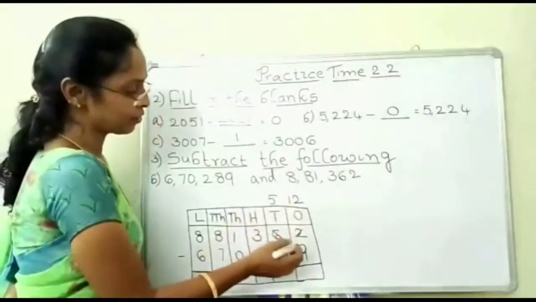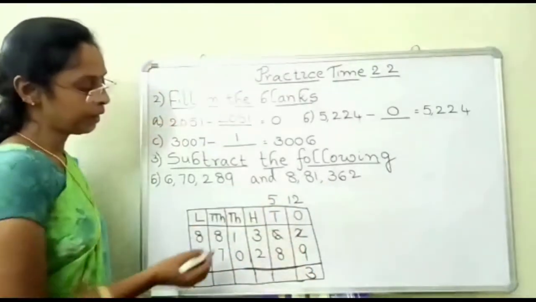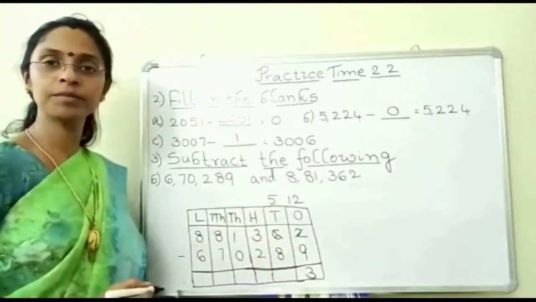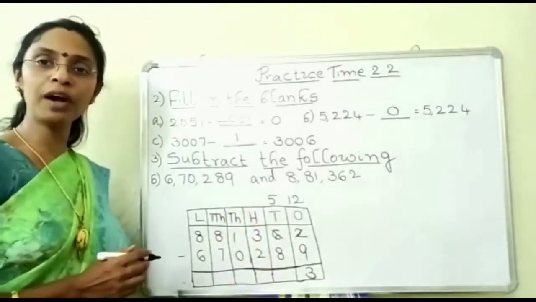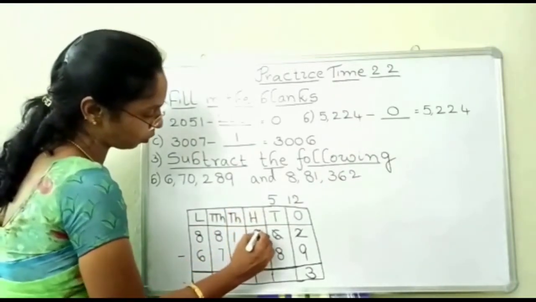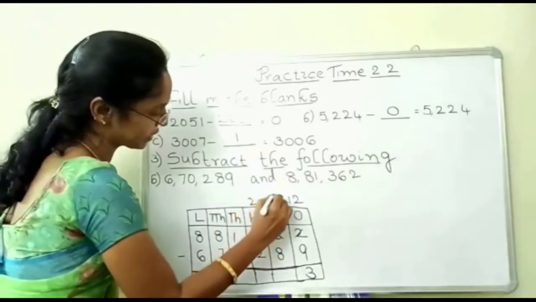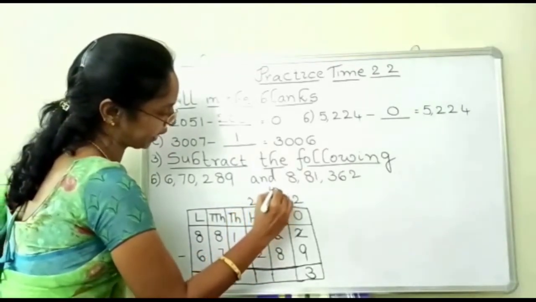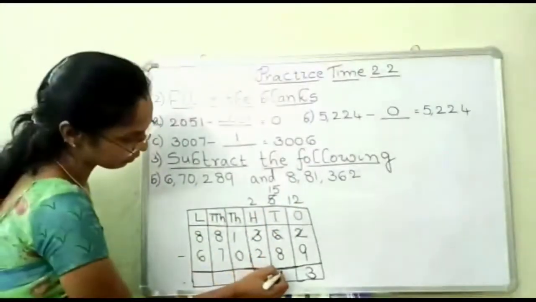Now subtract 12 minus 9, children. You get 3. Here 5 minus 8. Here again 5 is smaller than 8, children. So again you have to regroup. You have to regroup 3 hundreds and 5 tens as 2 hundreds and 15 tens. Now 15 minus 8, how much, children? 7.